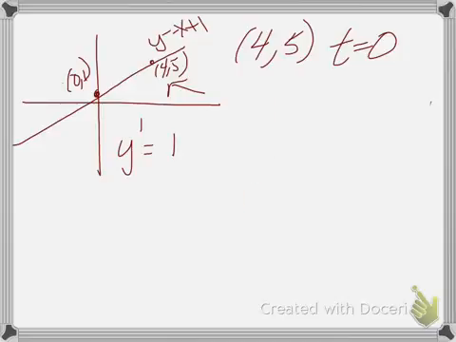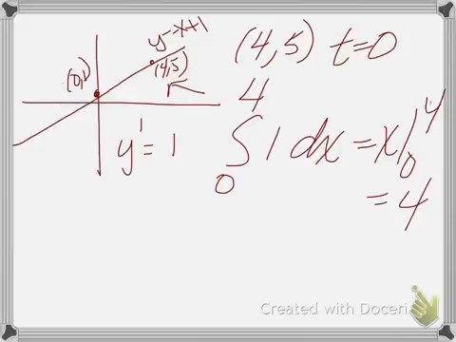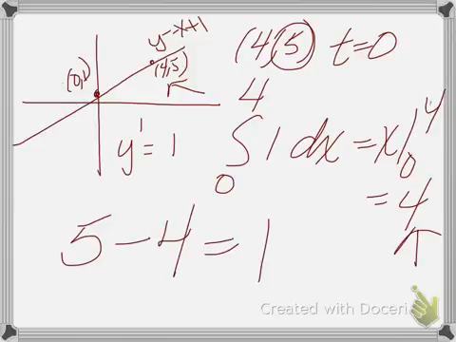So what if I work backwards and I say I'm going to do the integral from 0 to 4 of 1 dx. So we just did this. This will give me 4. But I'm working backwards. So where did I start when x equals 4? I started at 5. And then I'm going to take away how far I traveled, which is 4, and that leaves me with 1. And what do you know, when x is 0, y equals 1.